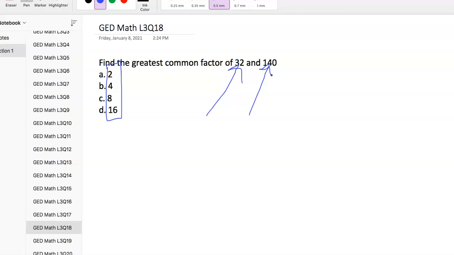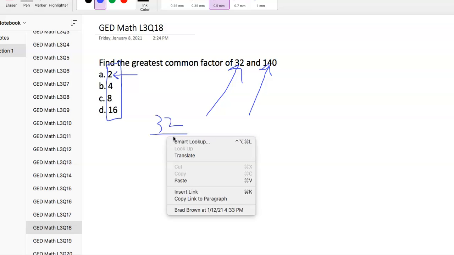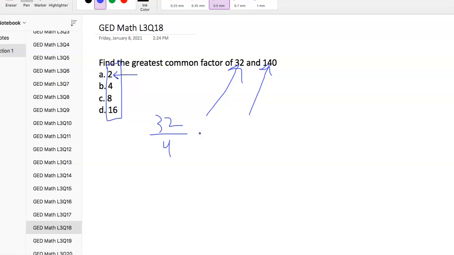So 32 divided by 2 is 16. 140 divided by 2 is 70. Okay, so you'd be like, okay, yes, A works, right? And then your only other question is, do any of these work? If they do, you'll pick that one because you want the biggest one that divides into both of them. That's what greatest common factor means. Okay, so what about 4? 32 divided by 4 is 8. Okay, so it works for 32.